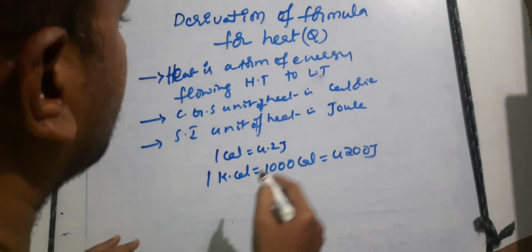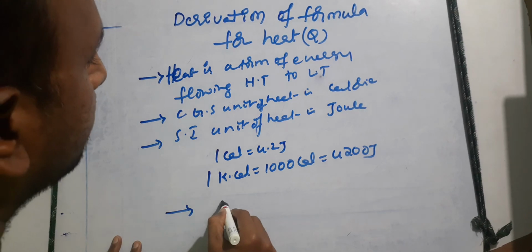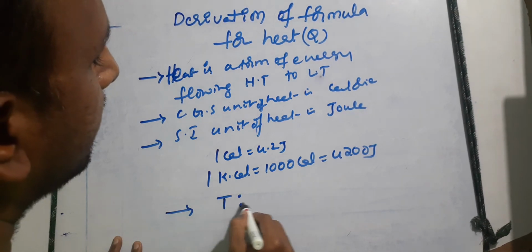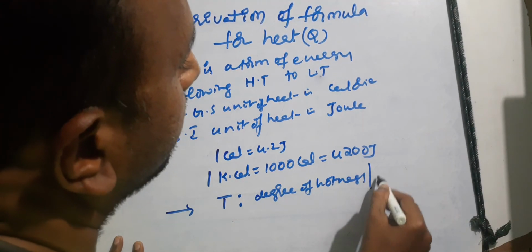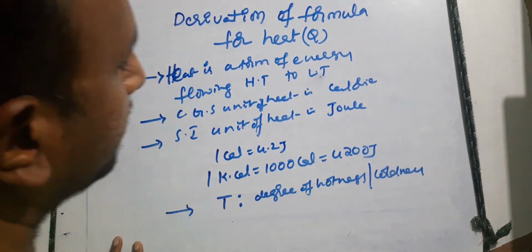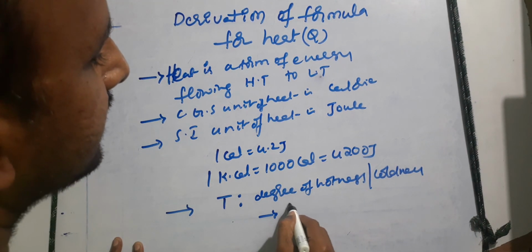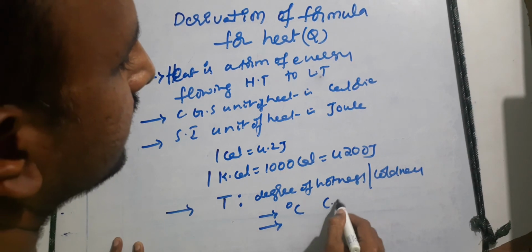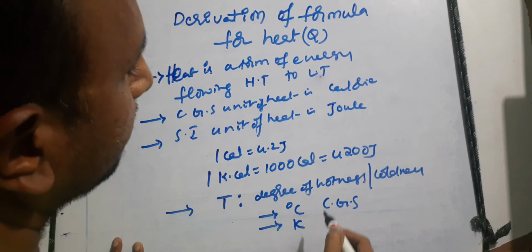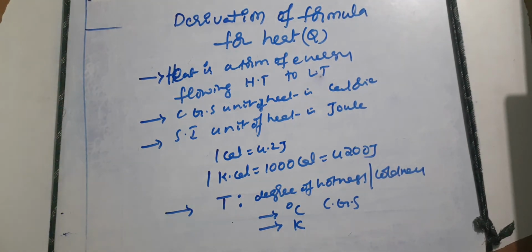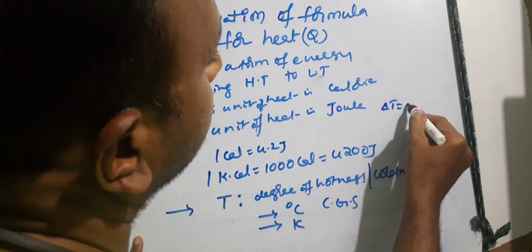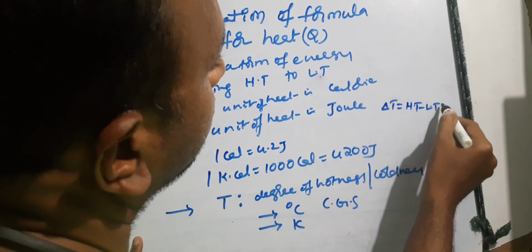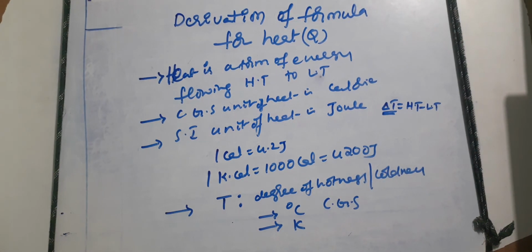Here we also want to know one thing, temperature. You know temperature is nothing but the degree of hotness or degree of coldness of a body. Temperature in the CGS system has the unit degree Celsius, and in the SI system, Kelvin. The change in temperature is denoted by delta T, which is the difference between higher temperature and lower temperature. So delta T is the change in temperature, equal to higher temperature minus lower temperature.